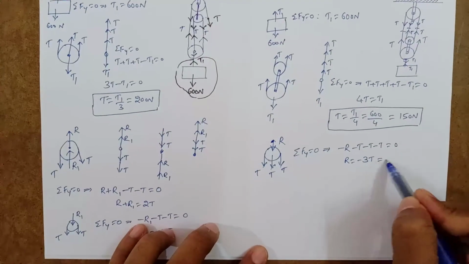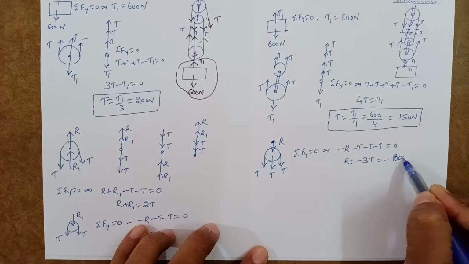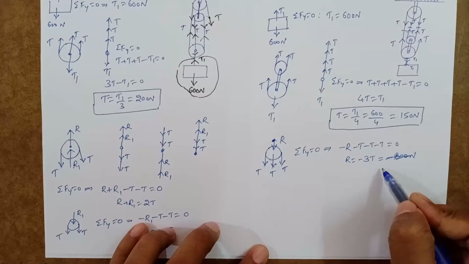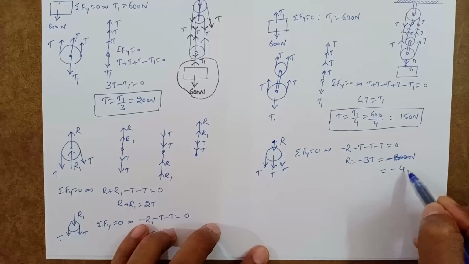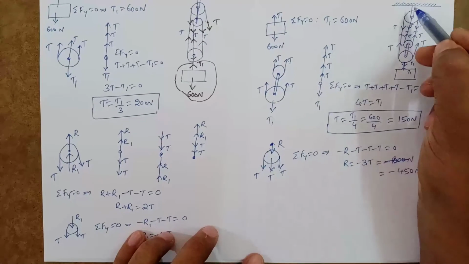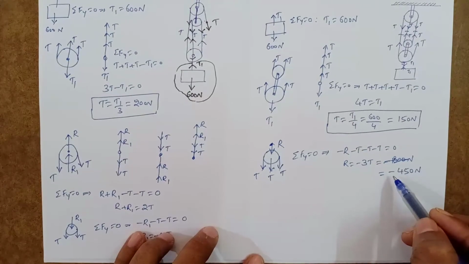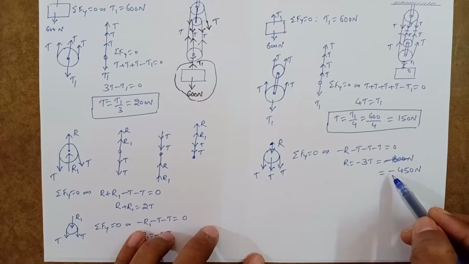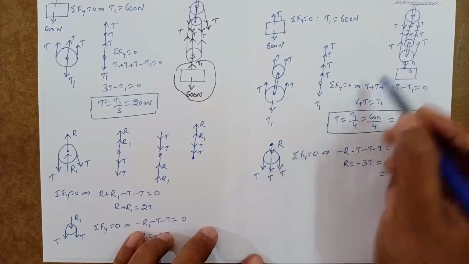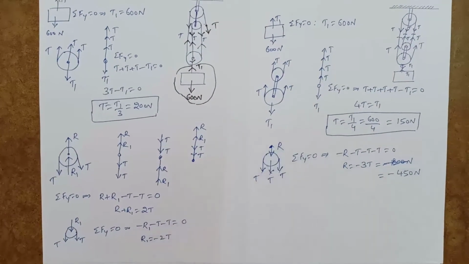I got minus 3T is equal to 600, so it is minus 1800. 3 into 600, sorry, this T is equal to 150. So it is minus 450 Newton. That is the reaction exerted by this support on this pulley. And I got a minus sign, which means that whatever I have assumed, that R is actually acting in the opposite direction. I have assumed that this reaction exerted by this support is downward, but I got a minus sign, which means R is actually acting in the upward direction.